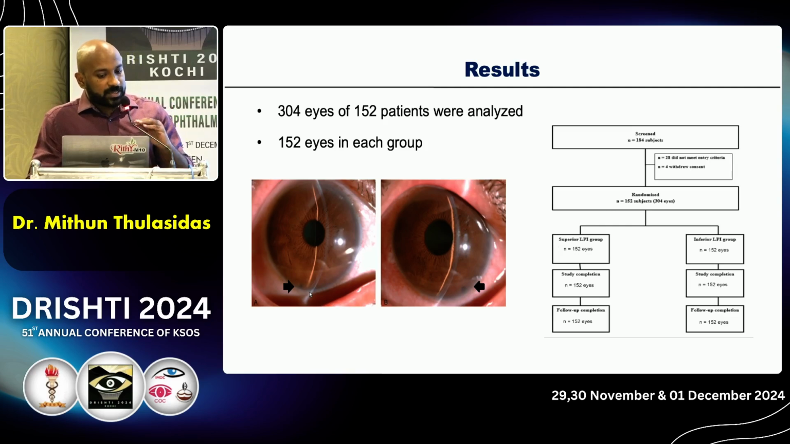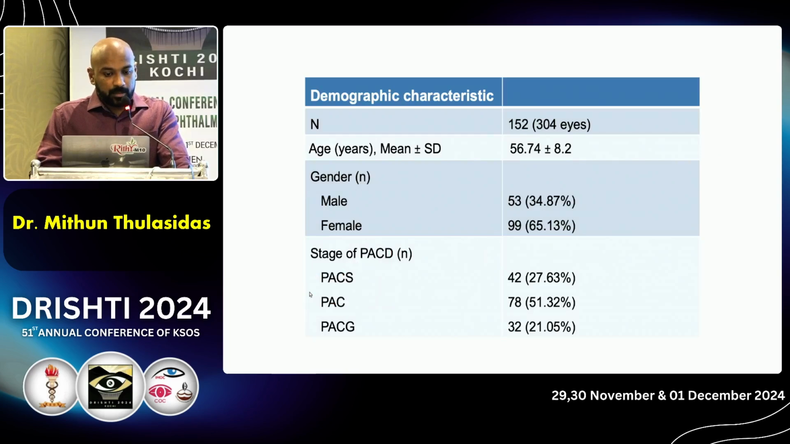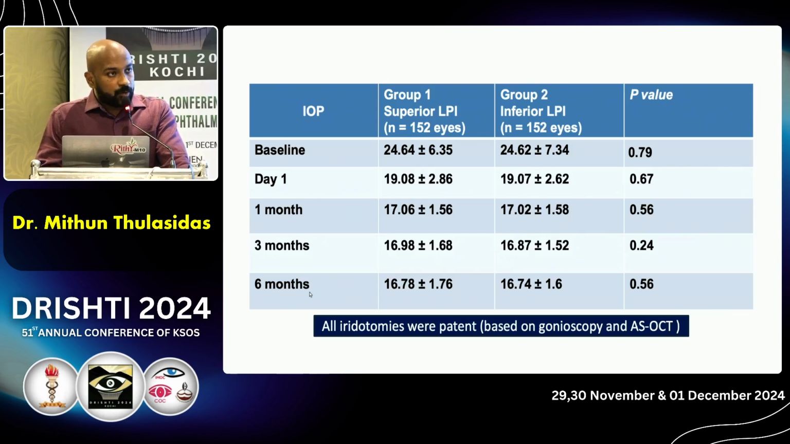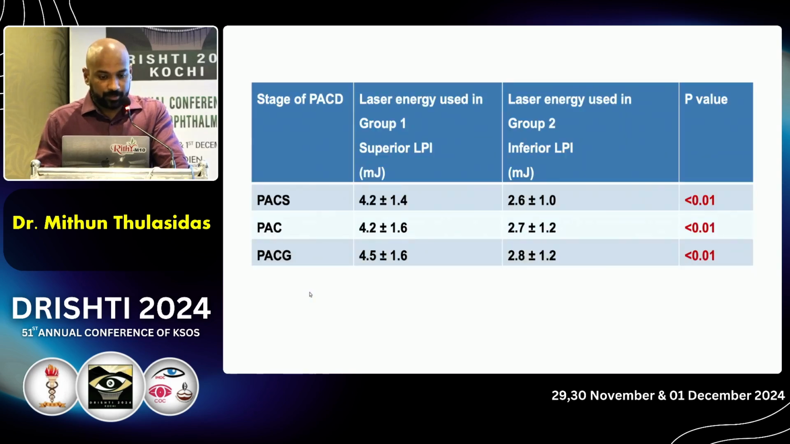This shows the slit lamp images of 2 patients who had undergone inferior peripheral iridotomy at 5 o'clock and 7 o'clock. These are the demographic characteristics of the study population. Coming to the primary outcome measures, all the iridotomies were patent, based on the gonioscopy finding and on ASOCT, where we see a full thickness perforation of the iris. For intraocular pressure, both groups showed a significant decline after the procedure. However, the intergroup difference was not statistically significant. To our surprise, the laser energy used was more in the superior LPI group compared to the inferior LPI, and this was statistically significant.